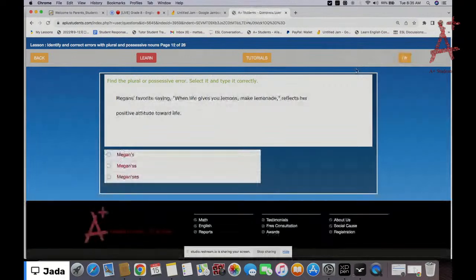Megan's favorite saying, when life gives you lemons, make lemonade, reflects her positive attitude towards life. So Megan's is possessive. That's what she has. So there's no need to have the apostrophe after the S. So Megan's.